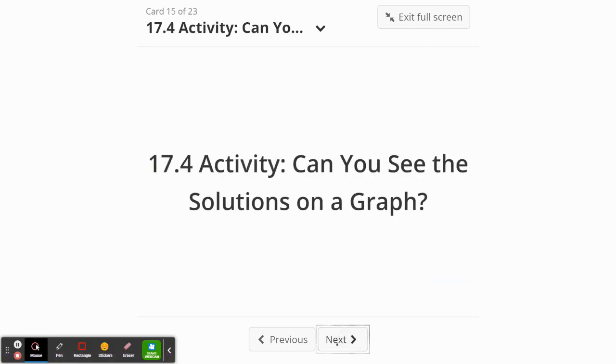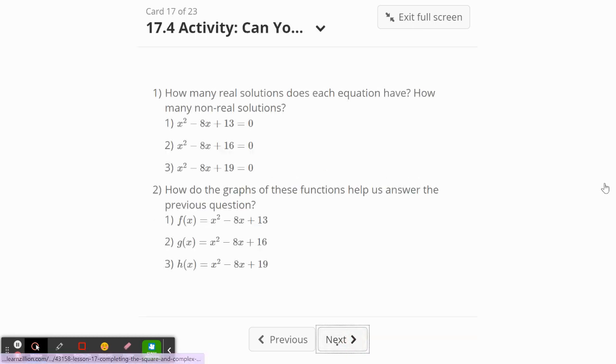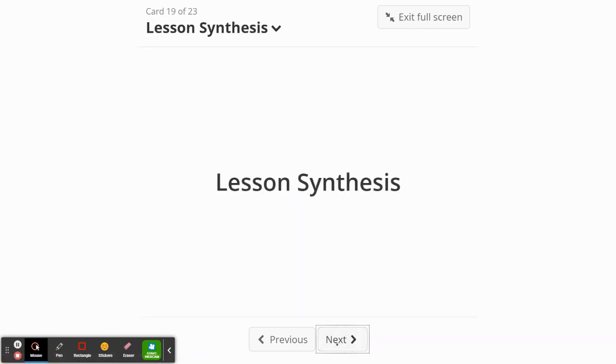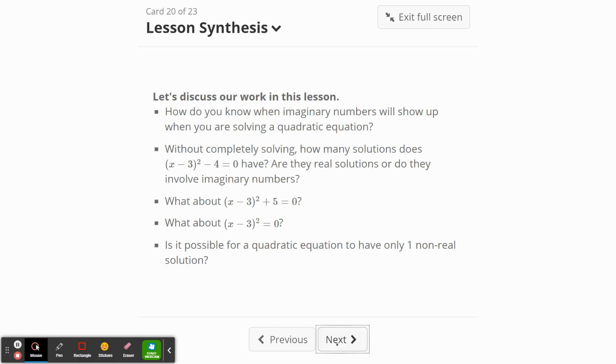We're going to go ahead and skip activity 4 on page 123, which focuses more on graphs. Let's go ahead and synthesize the lesson together and we can finish this lesson up.